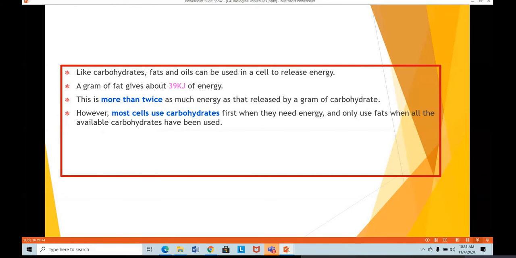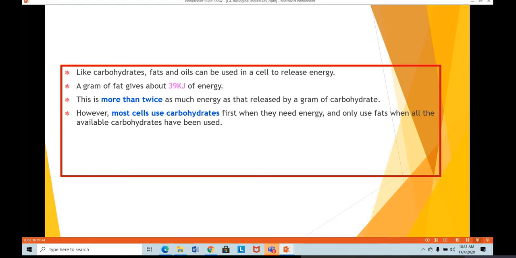Fats which are liquid at room temperature are oils, isn't it? And the fats which are solids at room temperature are known as fats itself, like the butter and the cheese and all that. The cream also contains a lot of fat. All right. So how much energy does 1 gram of fat yield? 39 kilojoules of energy. Very good. 39 kilojoules of energy, which is double the amount of energy which is released by carbohydrates, right?